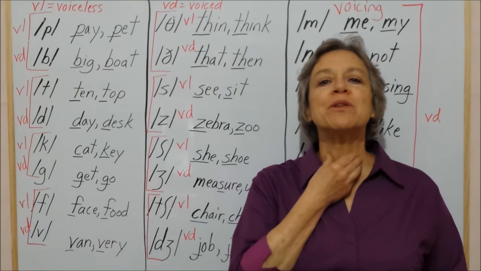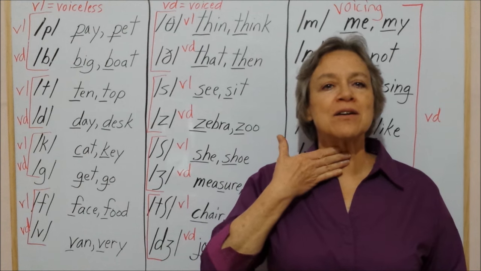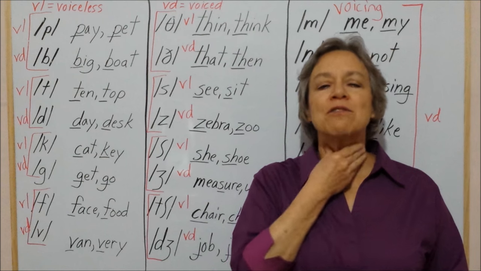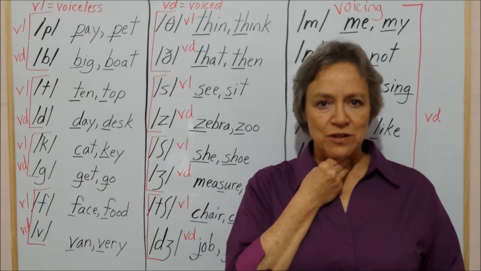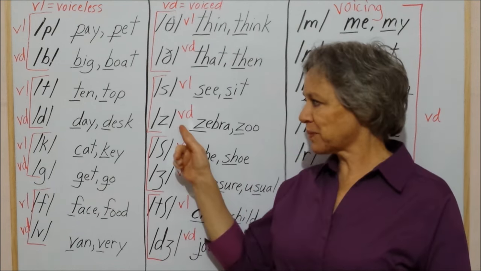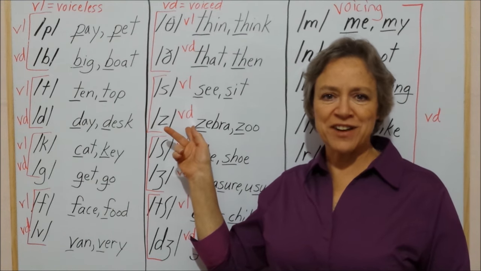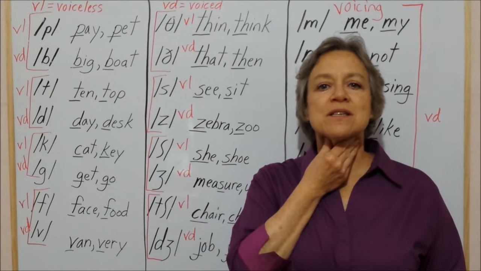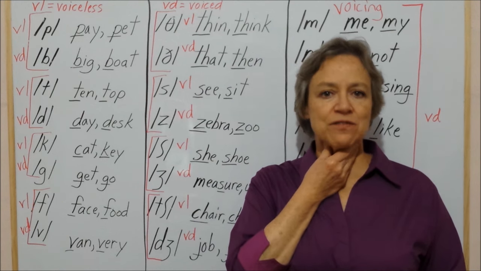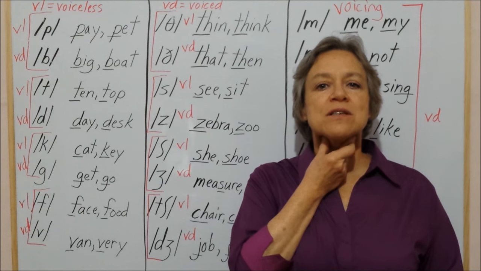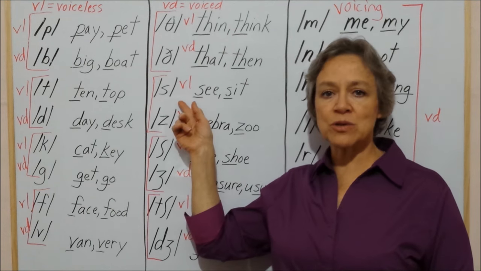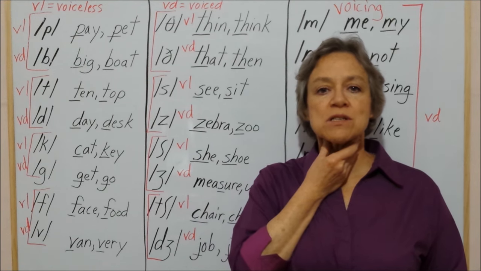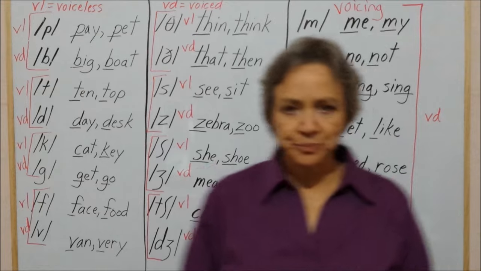Some people put their fingers here, some here. Sometimes you can feel it under your chin. Feel around your throat area until you can feel your vocal cords vibrating. They will vibrate with the sound Z. Z, z, z. I can feel it when I have my fingers here. Z. However, if I make the sound s, there's no vibration. S, my vocal cords do not vibrate.